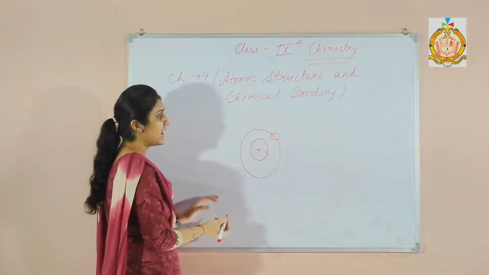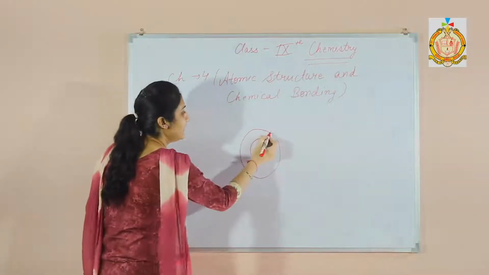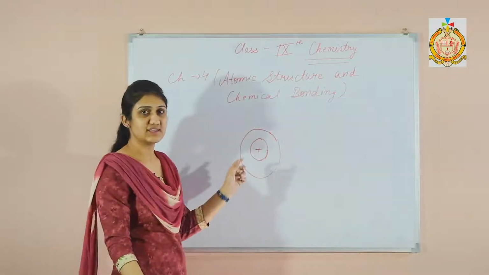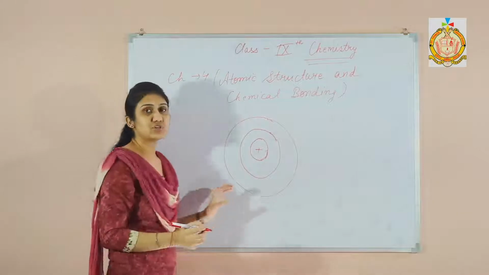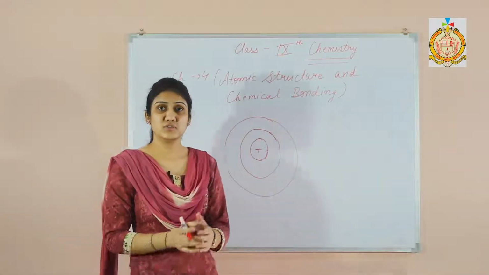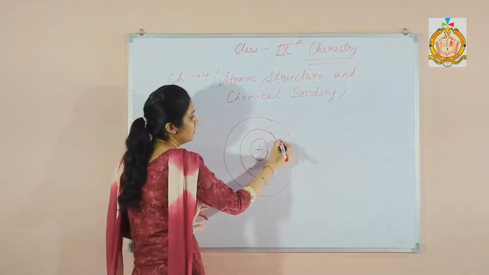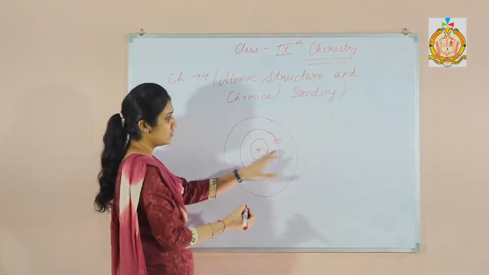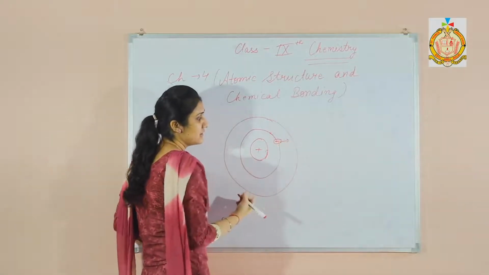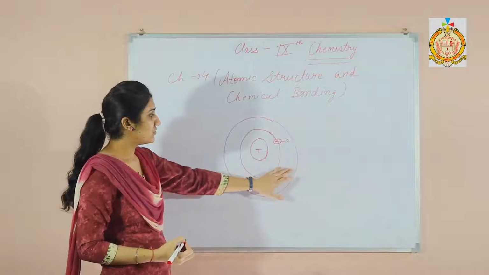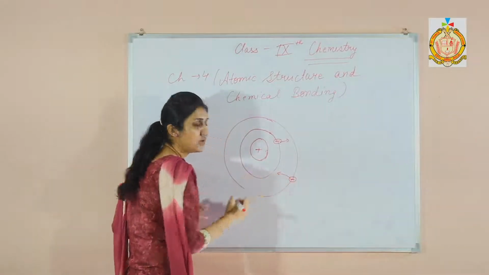He called these orbits shells. So electrons revolve in the orbits, and each orbit has a particular energy level. Electrons, while revolving in the orbits, neither lose energy nor gain energy. Whenever an electron has to go to a higher energy level, it gains energy, and if an electron has to go to a lower energy level, it loses energy and goes to the lower energy level.